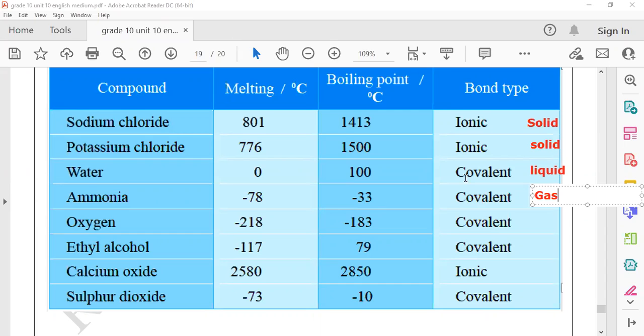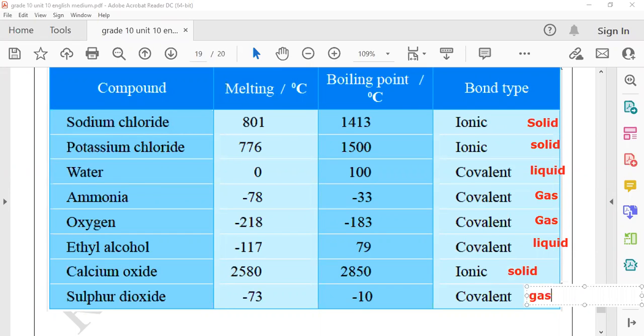Oxygen in the room temperature is also a gas. Ethyl alcohol, what kind of material? Liquid. It is liquid. Calcium oxide, what kind of material? Solid, sir. And sulfur dioxide, what kind of material? Gas. That is gas. Yes.